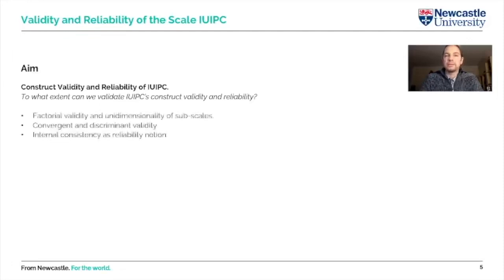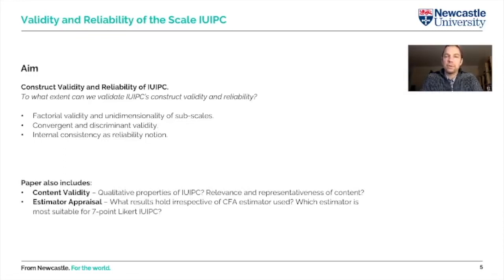And this considers multiple aspects. First, we're looking at factorial validity and unidimensionality of subscales. Second, we are investigating convergent and discriminant validity. And third, we are considering internal consistency as a reliability notion. Now, the paper also concludes an investigation of content validity, that is, relevance and representativeness of the content in the questionnaire, and an estimator appraisal, which is which estimators in confirmatory factor analysis are best suited to use with IUIPC.